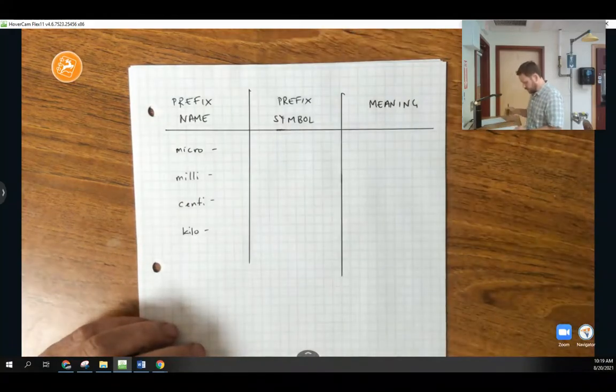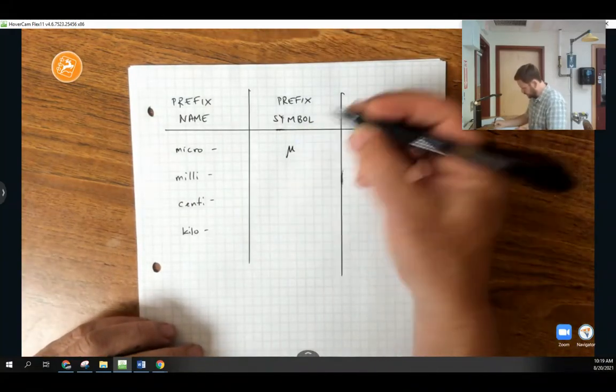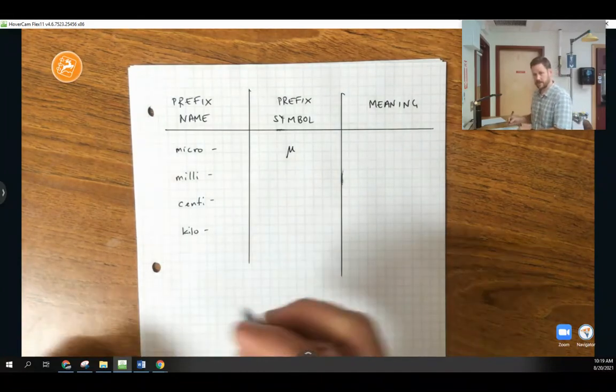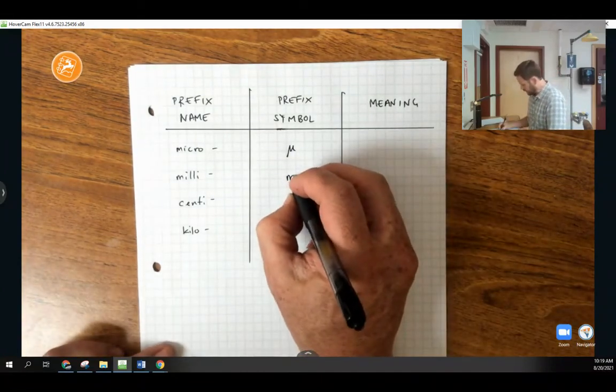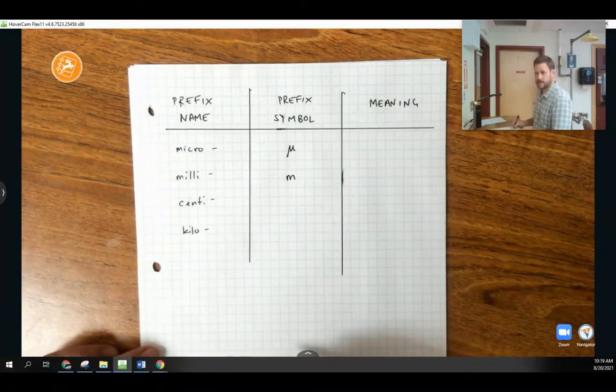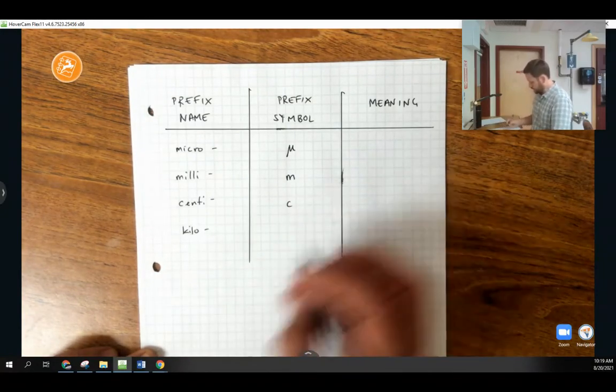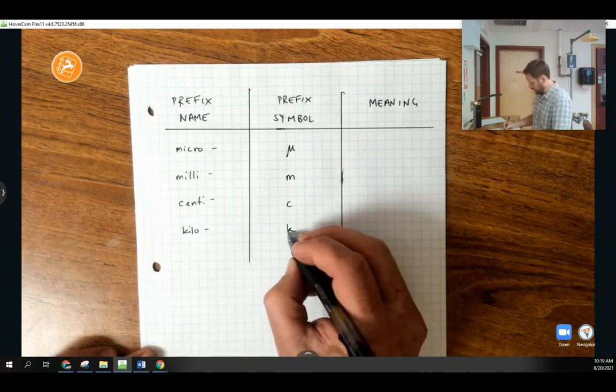The prefix symbols are, first of all, this Greek letter mu, which is sort of like a U with a tail on the front. And then a lowercase letter m can mean m for mass, or m for milli, or m for meter. Lowercase letter c and lowercase letter k.